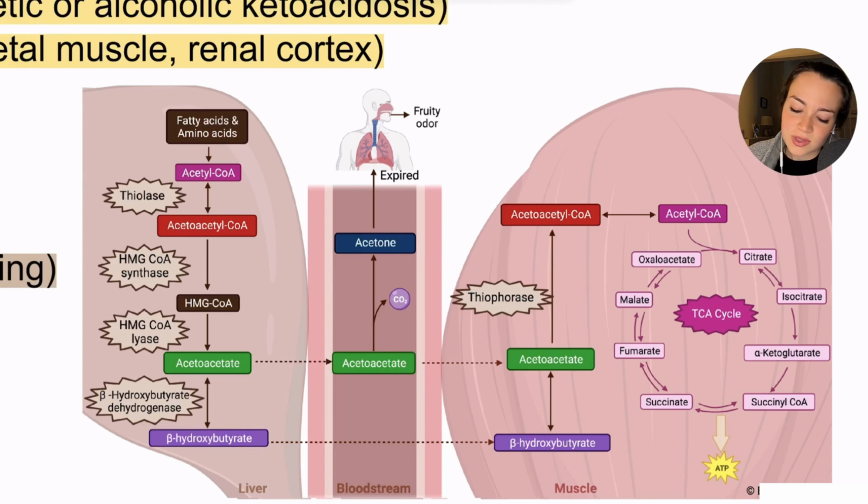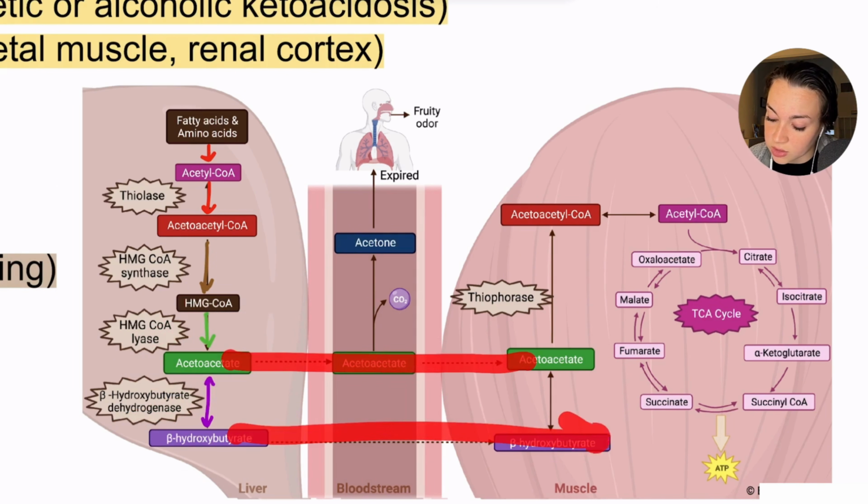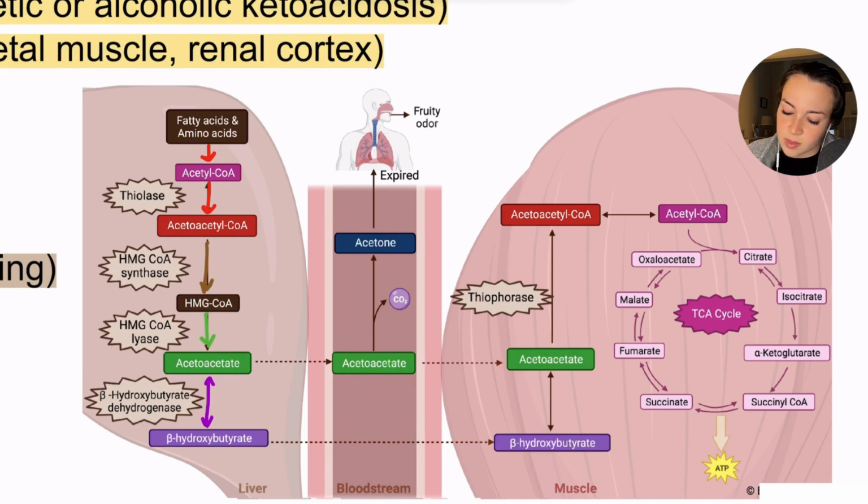And here's our little cartoon schematic, right? So we've got our acetyl-CoA, which came from fatty acids and amino acids, going down through all the steps we just discussed. You can see we've got our acetoacetate and our beta-hydroxybutyrate. These are going to go out into the bloodstream and eventually out to the peripheral cells. But then remember, acetoacetate, when it's in the blood, can spontaneously decarboxylate, turn into acetone, and that acetone will be expired or exhaled in the breath, giving it a fruity odor or a nail polish remover odor.